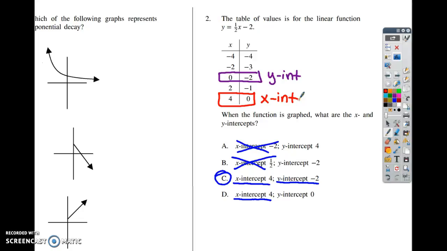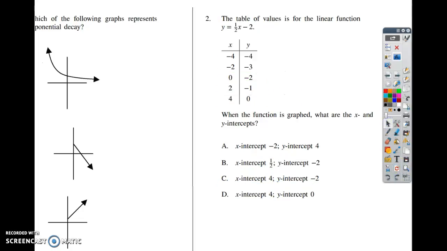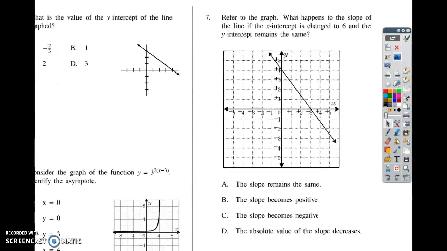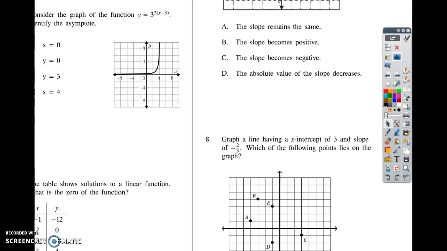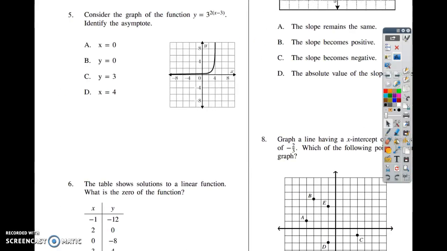Let's go look at problem number 5. Problem number 5 is an exponential function, and they're giving you the equation, and they also gave you the graph, so you didn't have to go put it in the calculator, but I'm going to show you how you can put it in the calculator.